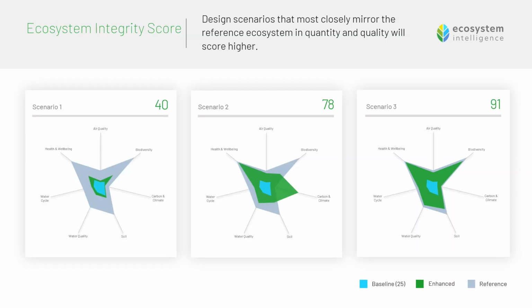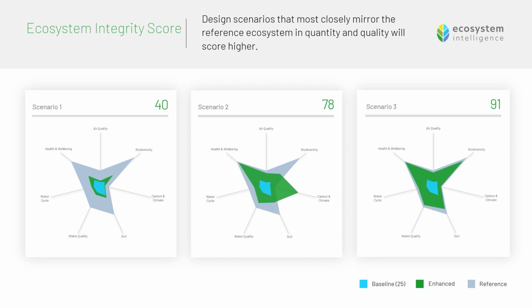This figure provides an example of how the Ecosystem Integrity Score can help us understand the consequences of our decisions. Scenario 1 on the left shows a site's baseline or current performance in blue compared to reference in gray. That's a pretty big gap, and in scenario number 1, the project proponent proposed some relatively minor improvements to help fill the gap, which you see in green.